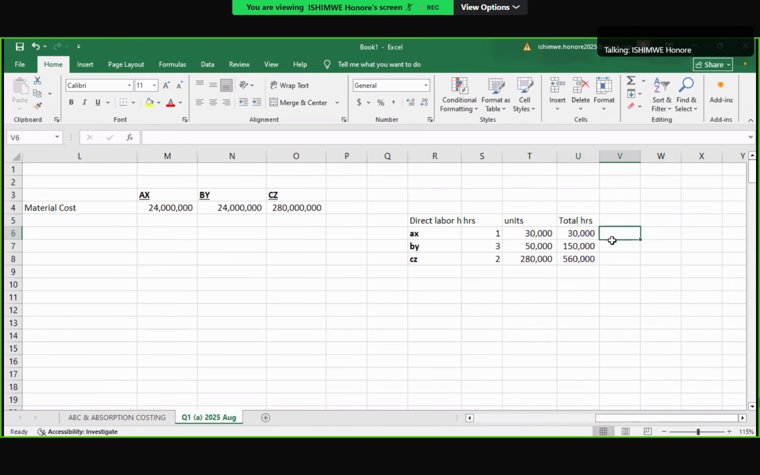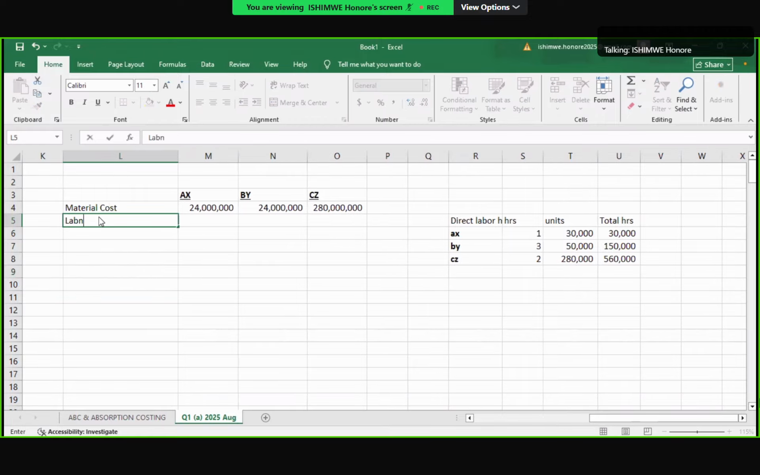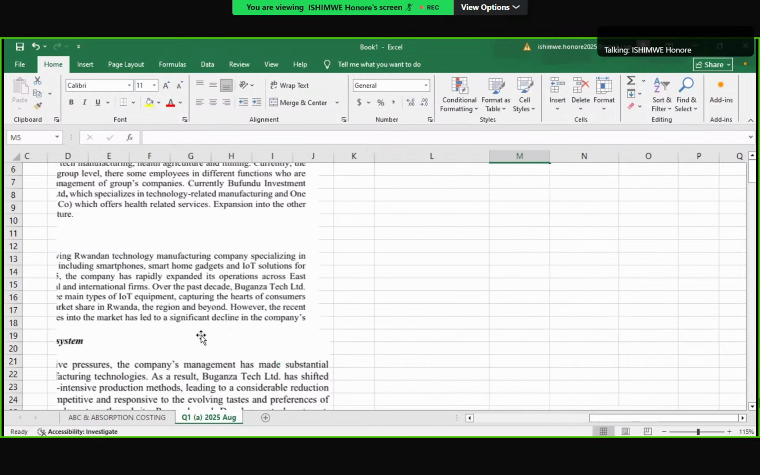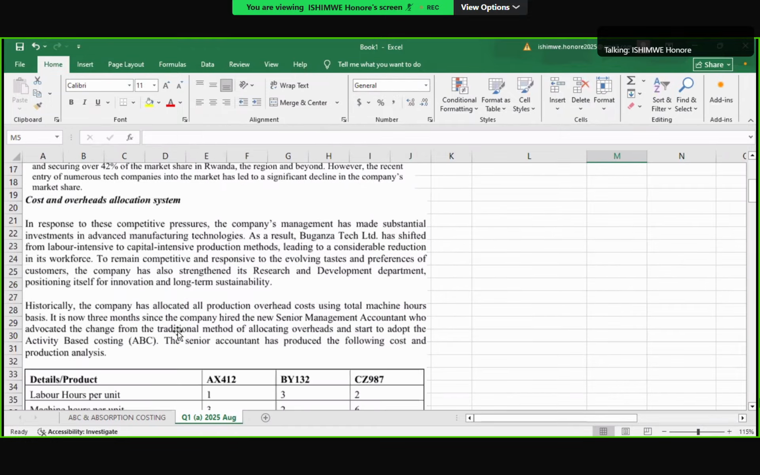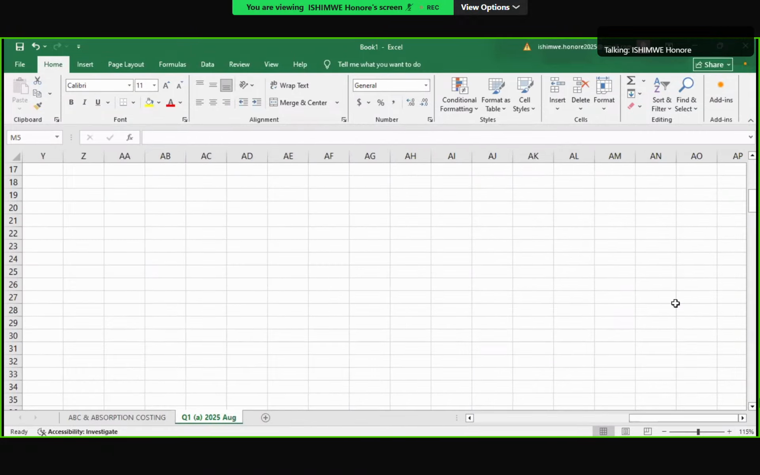So we are going to find labor cost. Please look here. Labor cost. They told us we have cost per hour. It is not cost per unit. It is the rate, cost per hour. So it is 250 times the whole unit. Okay.